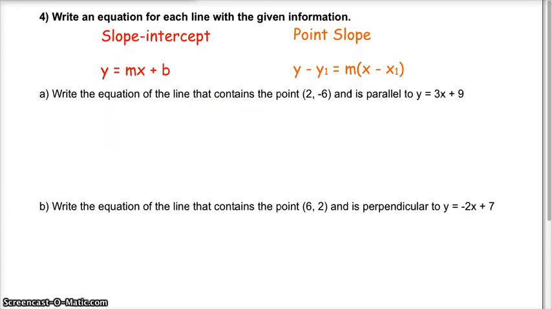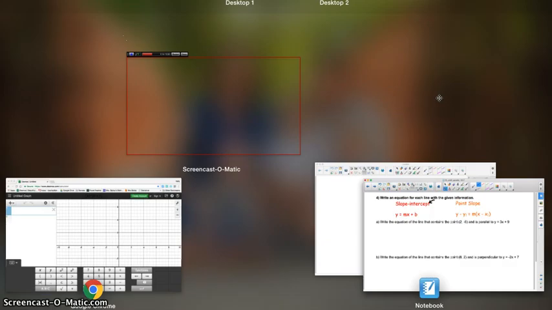All right, so for number 4, it says write the equation for each line given the information. You can write the equations of your line in either slope-intercept or point-slope. I think most of you prefer slope-intercept. So it says write the equation of the line that contains the point (2, -6) and is parallel to y equals 3x plus 9. So let's just get a quick visual.